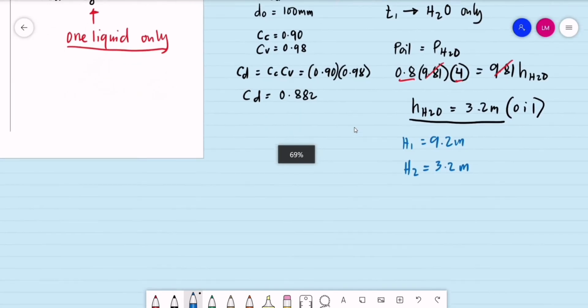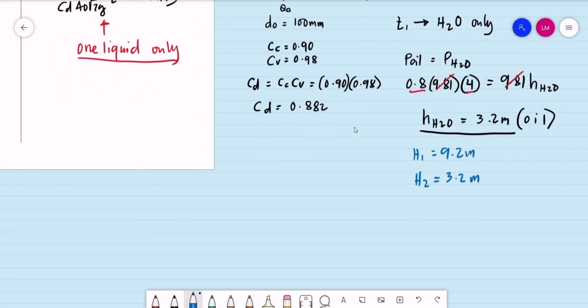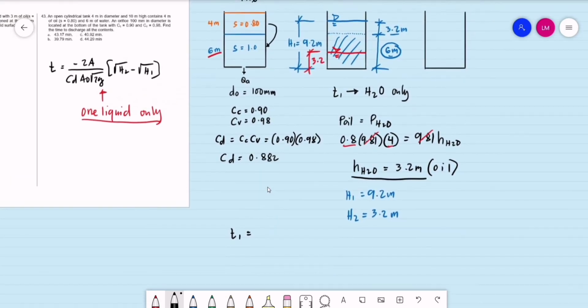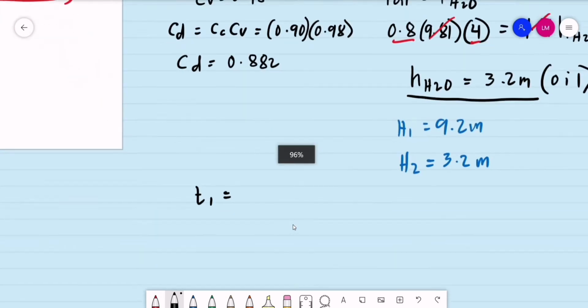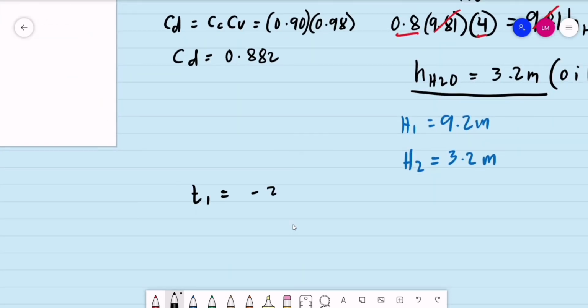Okay, so mag-substitute na tayo. This is time number 1. Okay, time number 1, time to discharge the water only. Okay, ano yung diameter ng tangke? 4 meters. So this is negative 2. Diameter of the tank is 4 squared pi divided by 4. So all over, C sub D is 0.882.